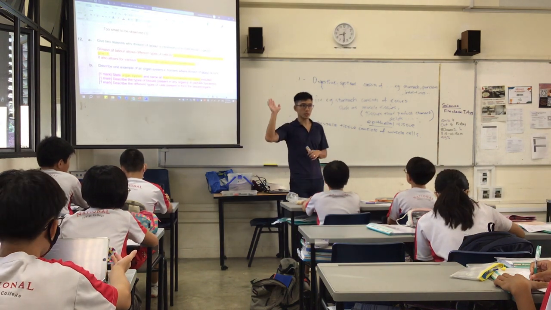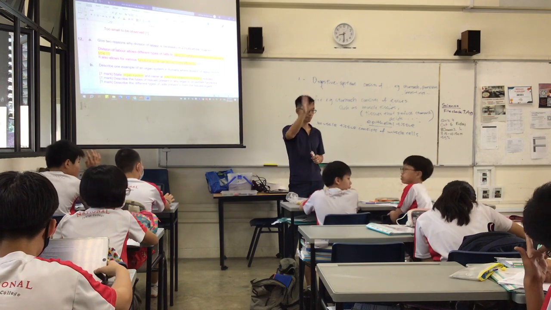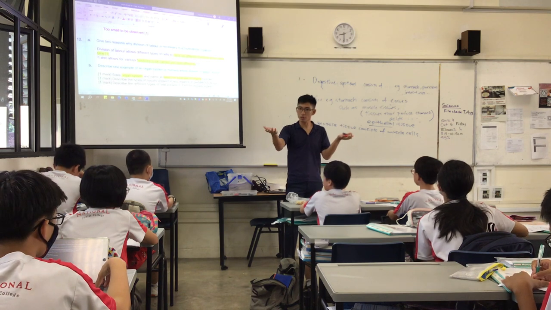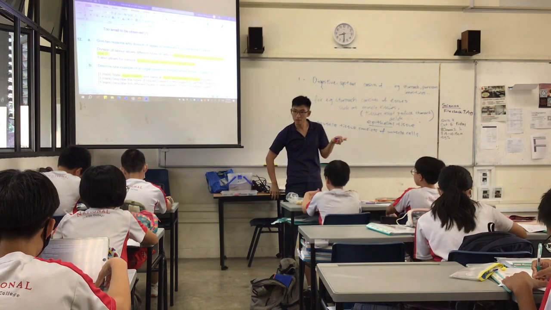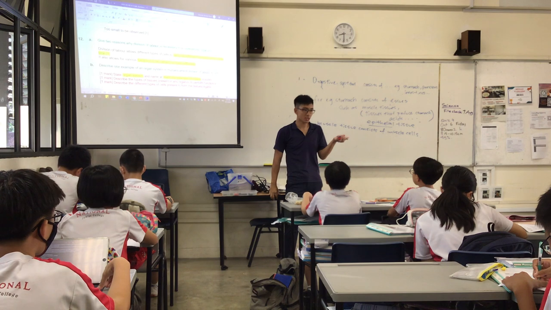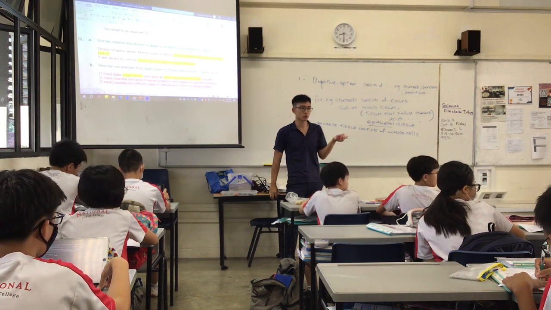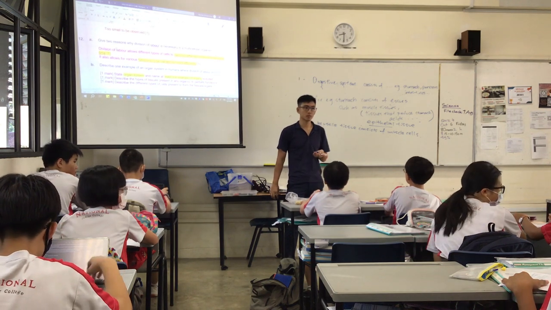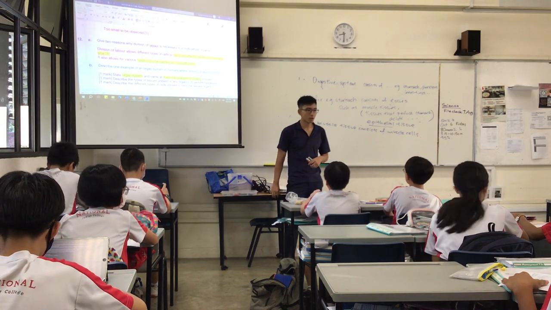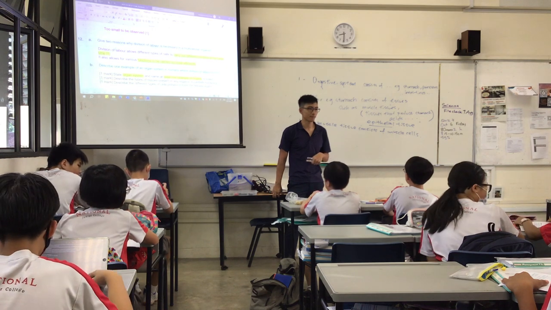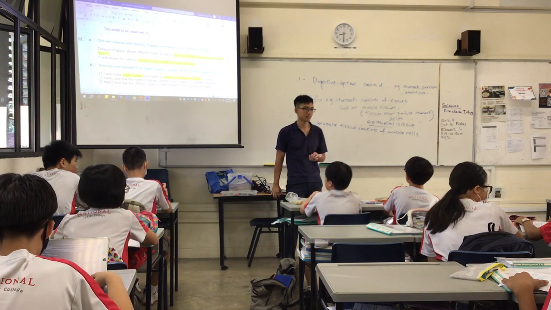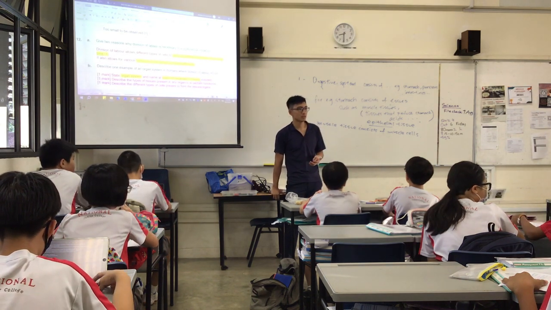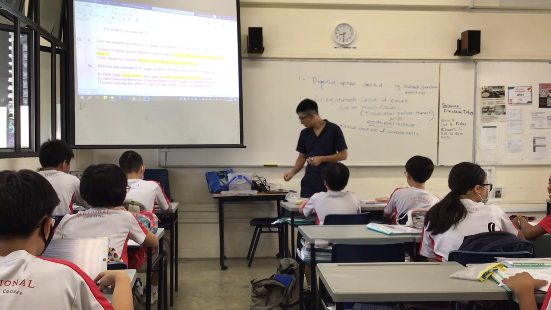May I ask who wrote digestive system as well? Okay, then what other systems did you manage to write? Which system did you choose? Circulatory system. Yeah, that's very interesting. So what are some organs in the circulatory system? Your heart. Yeah. Your blood vessels. Yeah. Okay, so I'll just pause here.